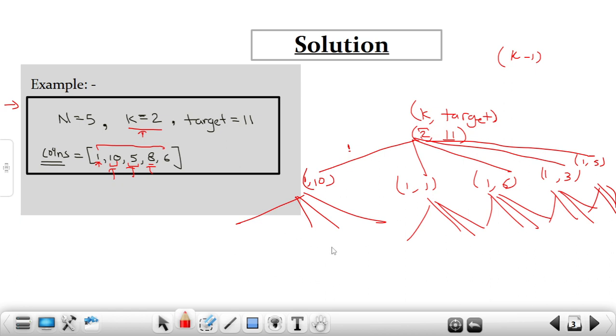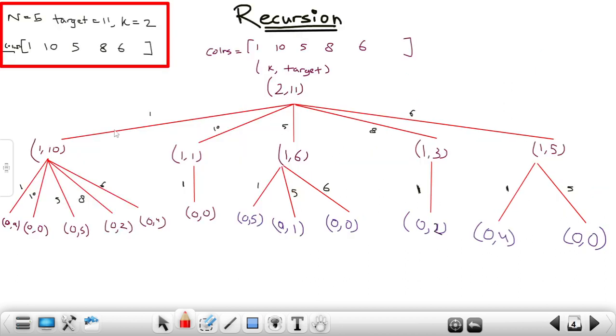So this is the way we can solve the problem. And when we complete this diagram, it looks something like this. And this is something which is a recursive tree. You can see that. Now let's try to understand this. You can see that for the first value, which is k and target, I'm exploring all the coins, right? I'm trying out the solution for all the coins.